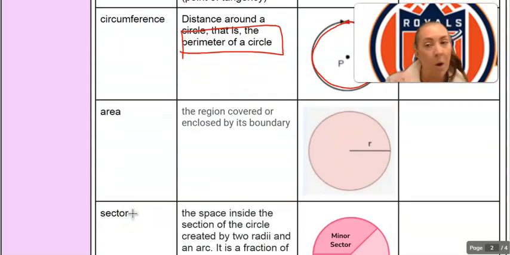Likewise with area. We won't be finding the area, so no formulas this week. But area is how much the circle holds. It's the region that's covered or enclosed by the boundary of the circle. Okay, and so it'll be shaded.